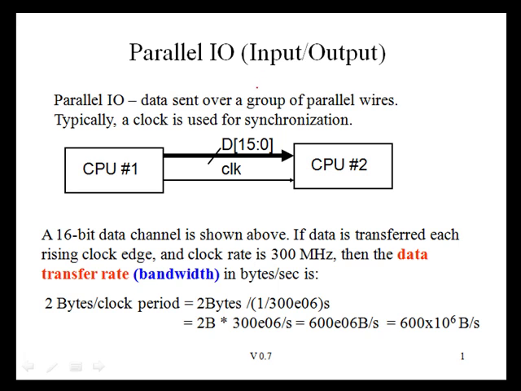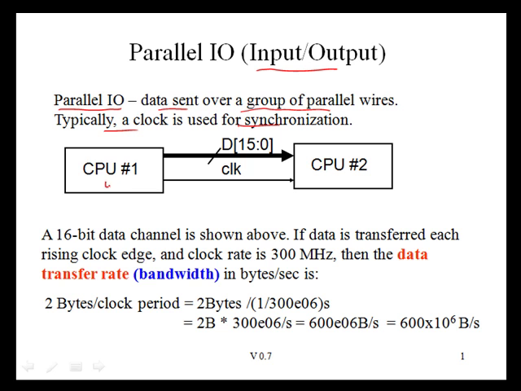This begins our coverage of topics in Chapter 10. We'll begin by discussing some general concepts about input-output. Parallel I/O is data that is sent over a group of parallel wires. Typically, a clock is used for synchronization.